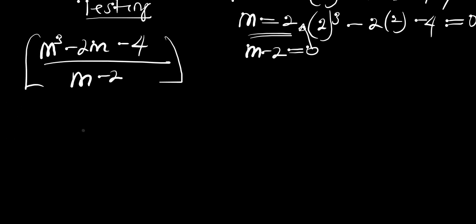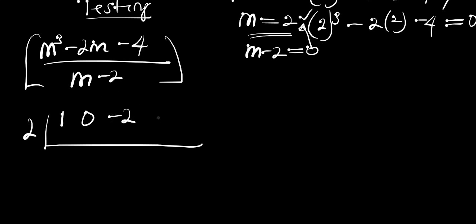In the synthetic method, you take the solution, that is 2, and write it outside, draw a line like this, then write the coefficients of the numerator. The coefficient of m³ is 1. There is no m², so the coefficient is 0. For m the coefficient is negative 2, and the constant is negative 4. You bring down the 1. 2 times 1 is 2. 0 plus 2 is 2. Then 2 times 2 is 4. Negative 2 plus 4 is positive 2. 2 times 2 again is 4. And negative 4 plus 4 is 0.